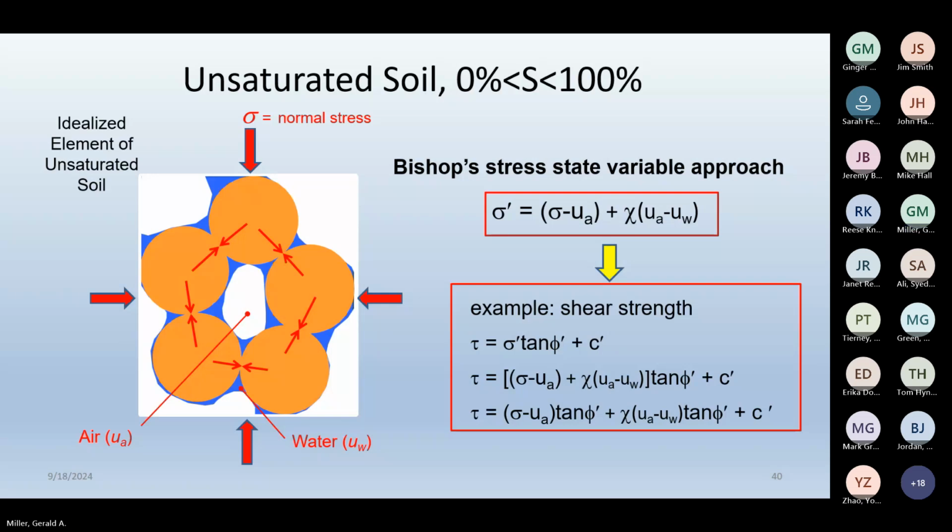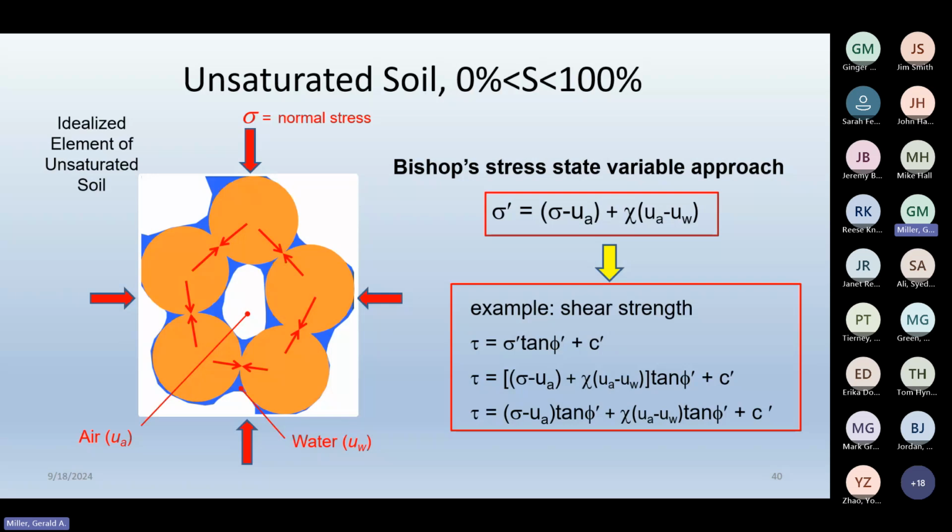Okay. And so the nice thing about Bishop's effective stress approach is that generally you can import this effective stress description into models that we use for saturated soils and describe strength and compressibility in terms of that single-valued effective stress given by that equation.